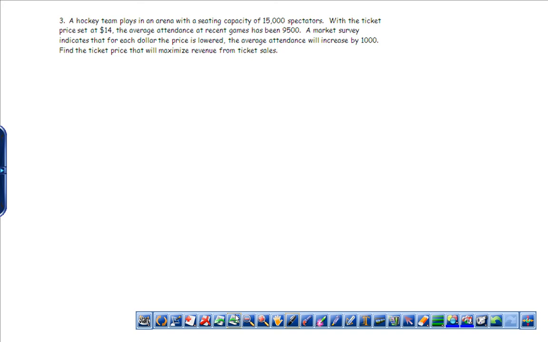So a hockey team plays in an arena with a seating capacity of 15,000 spectators. With a ticket price set at $14, the average attendance at a recent game has been 9,500. A market survey indicates that for each dollar the price is lowered, the average attendance will increase by 1,000. Find a ticket price that will maximize your revenue.